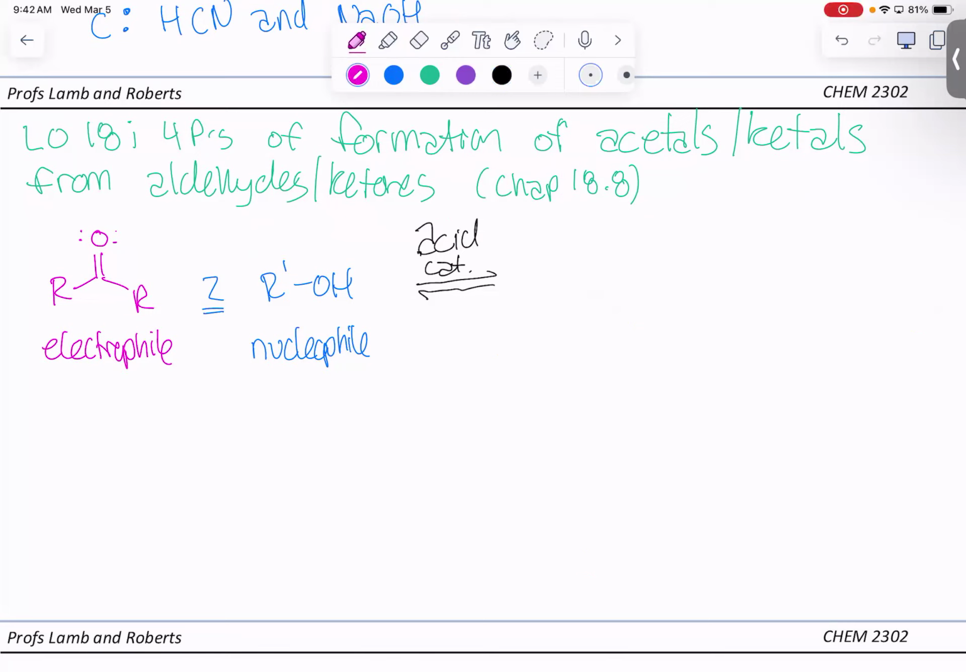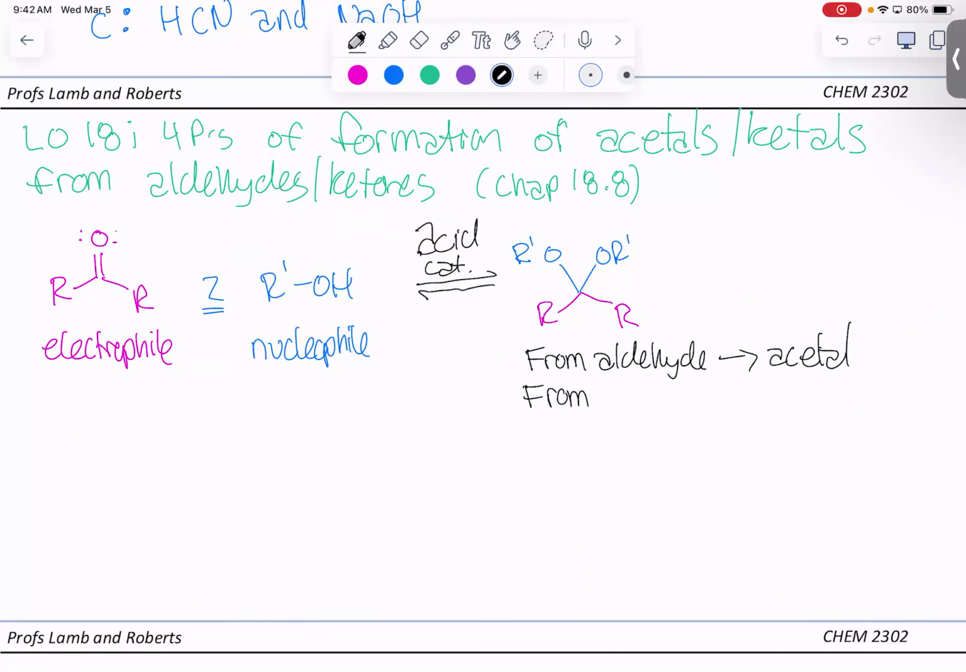What we form at the end of the day is we entirely get rid of our oxygen from our aldehyde or our ketone. And we end up with an acetal or a ketal. So this is why we needed two equivalents. So if it was from the aldehyde, we would get an acetal. If this was from the ketone, you would get a ketal.